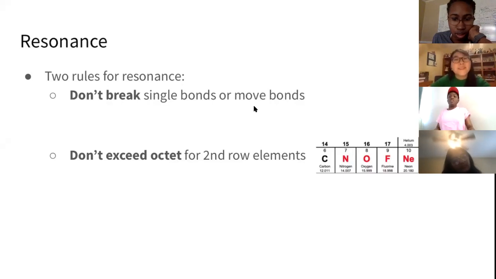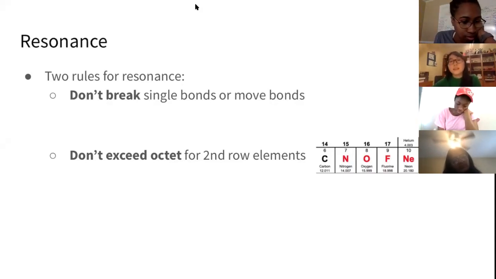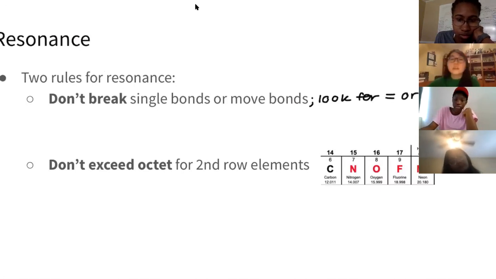But basically, we are still talking about resonance just because it's such a big topic. And so 2 rules you want to remember for resonance is that 1, you don't want to break single bonds or move single bonds. And so something else I like to think about with this rule is essentially look for double bonds or triple bonds. So we're actually going to be using an example that Sydney just used.